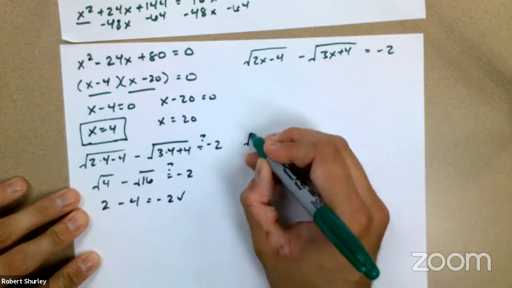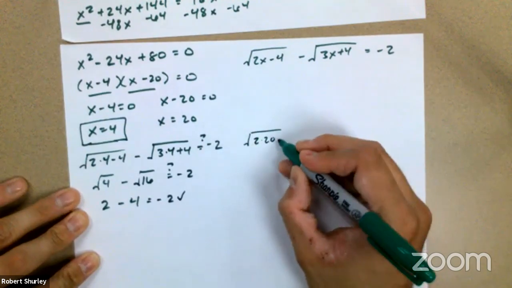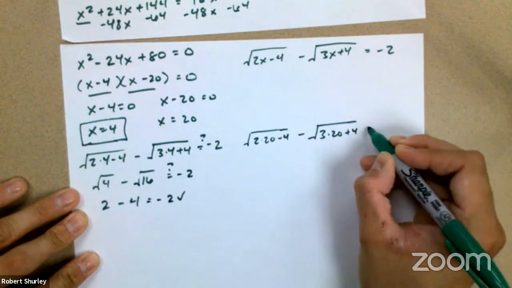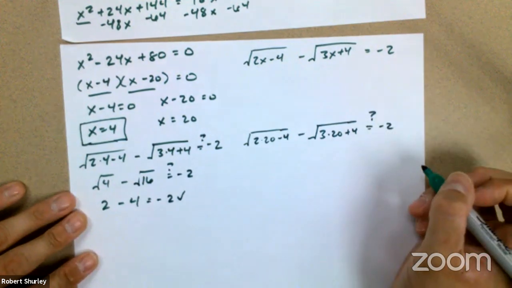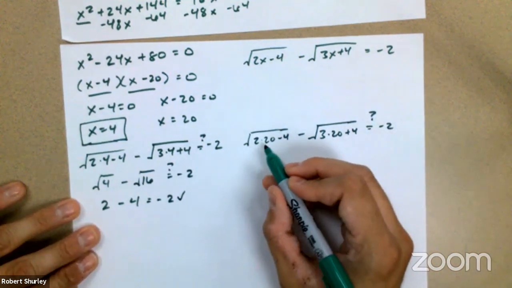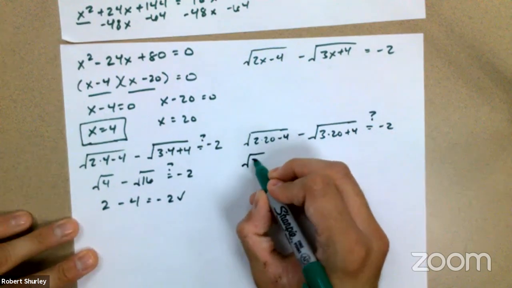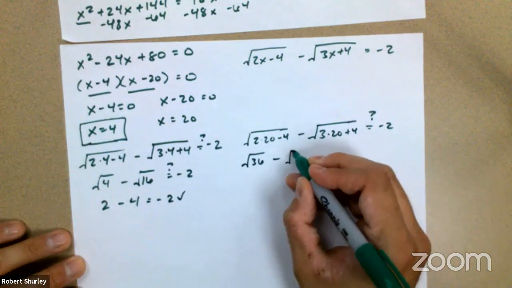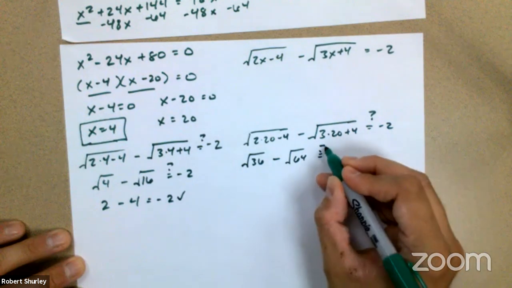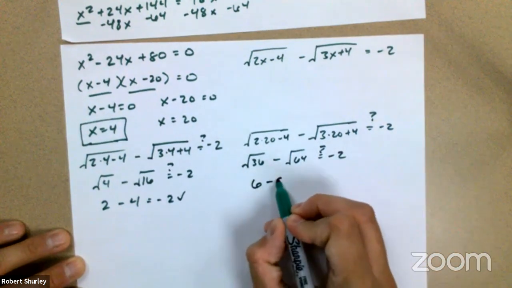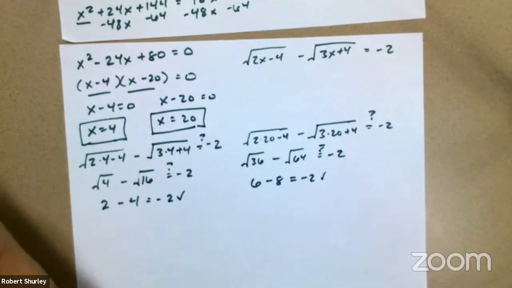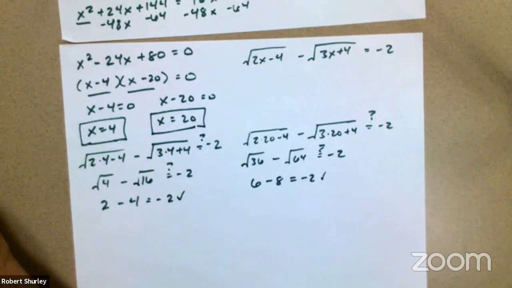So let's check out 20. So same thing. I'm just going to plug in the 20 now. 2 times 20 minus 4 minus the square root of 3 times 20 plus 4. And I want to know, is that equal to negative 2, right? So 40 minus, this is 2 times 20, it's 40. Minus 4, that's the square root of 36. 3 times 20, it's 60. Plus 4, that's 64. So this would be 6 minus 8. Hey, they both check out. They're both solutions. That's kind of neat. That does not happen that often, okay?